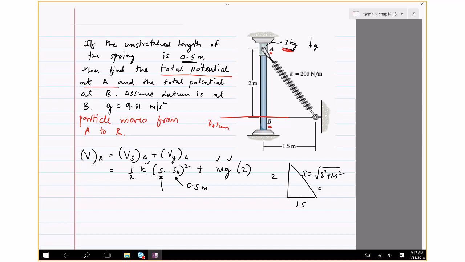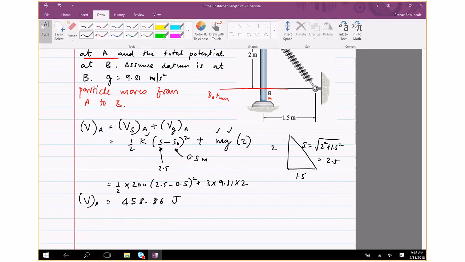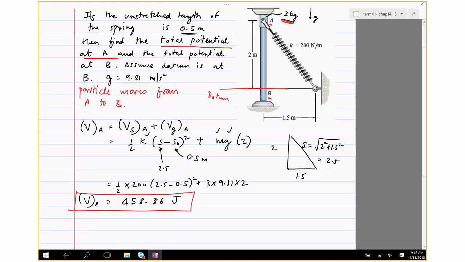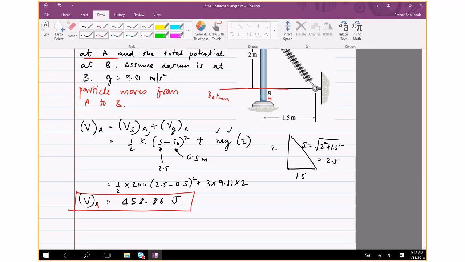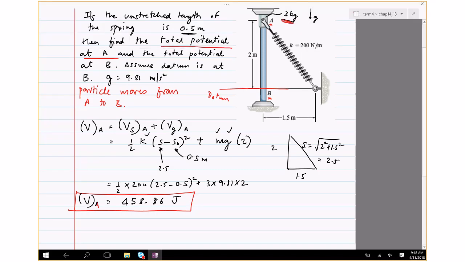So I get 2.5. That's 2.5. So half times 200 times, comes out to be 458.86 joules. Okay, so that's the potential at A.